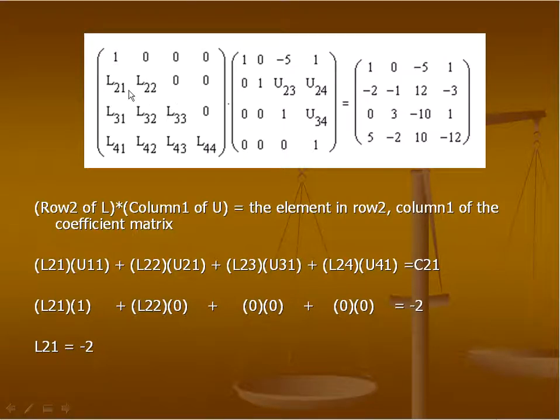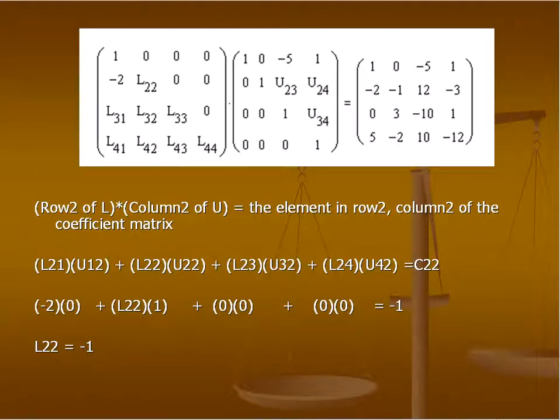So this is row 2 times column 1. So L21 times 1 plus L22 times 0 plus 0 times 0 plus 0 times 0. Okay? The resulting equation gives us negative 2 is equal to L21. Okay? Now why was this negative 2? We multiplied row 2 times column 1. So if you look in the coefficient matrix for the element in row 2, column 1, it is equal to negative 2. That's why that value is there. Okay?